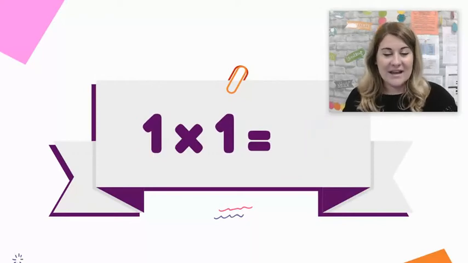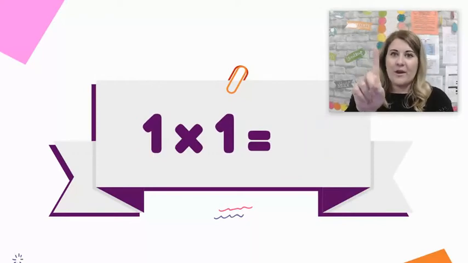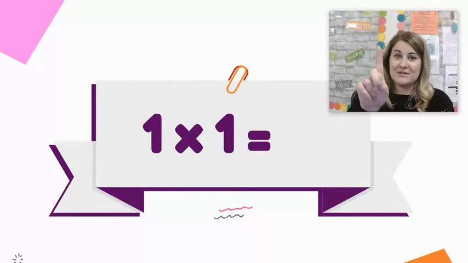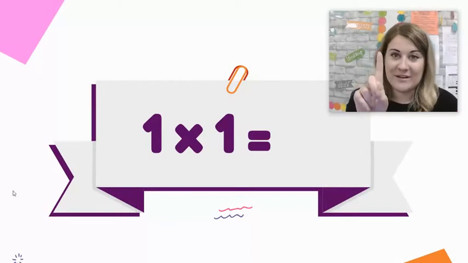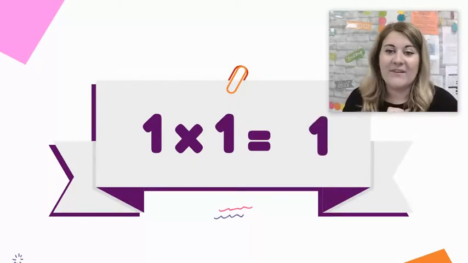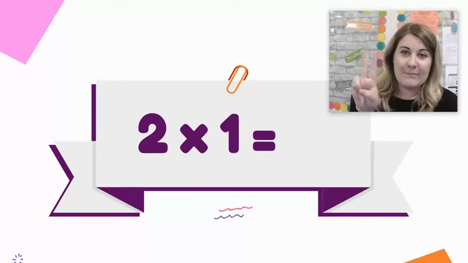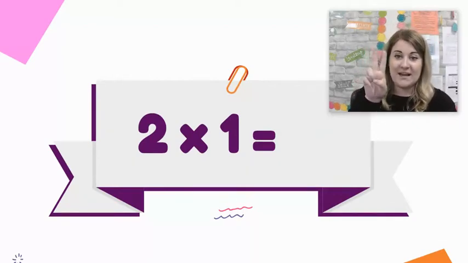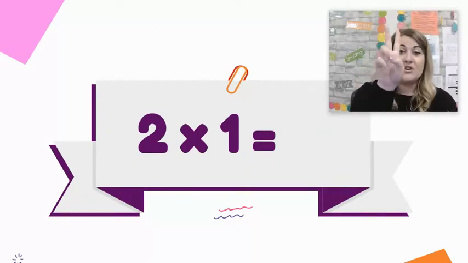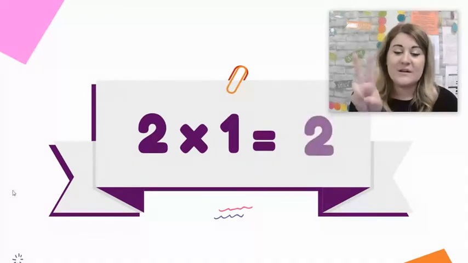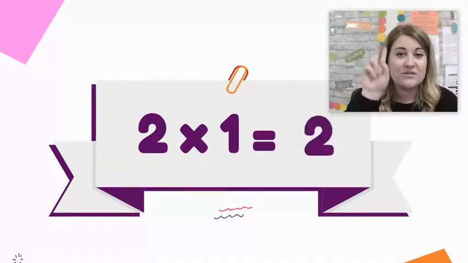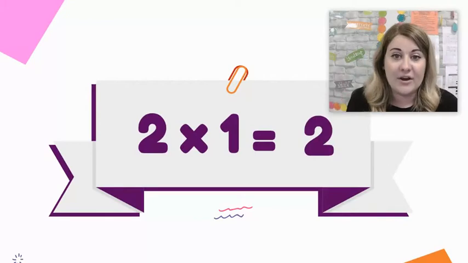For the next one, 1 times 1. If I have the number 1 one time, my answer is going to be 1. 1 times 1 is 1. What if I have the number 2 one time? I write the number 2 down 1 time. My answer would be 2. Okay, notice the answer is not 1. The answer is 2. It's the other number, okay?